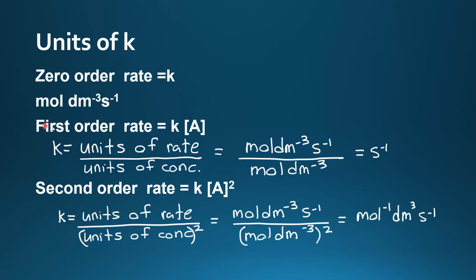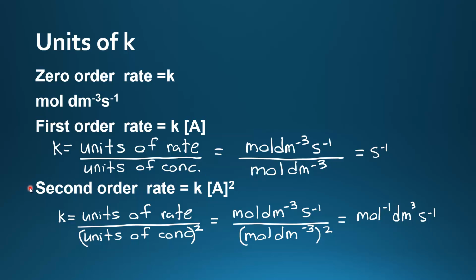Next is first order. So the rate is equal to k times the concentration of A. So k equals units of rate divided by units of concentration. So the units of rate are mole per decimeter to the negative 3, second to the negative 1. And the units of concentration are mole per decimeter to the negative 3. Well, those two cancel out to leave you with second to the negative 1. So for a first order reaction, the units are second to the negative 1.